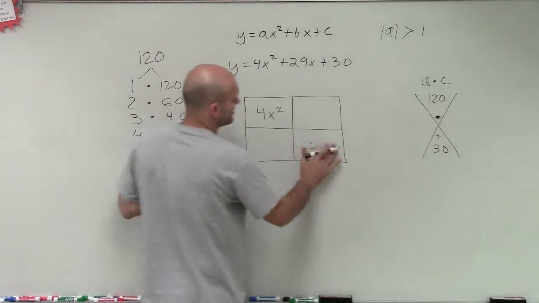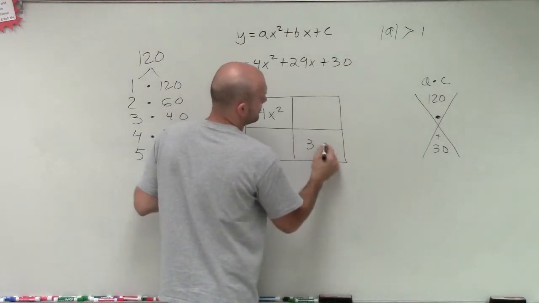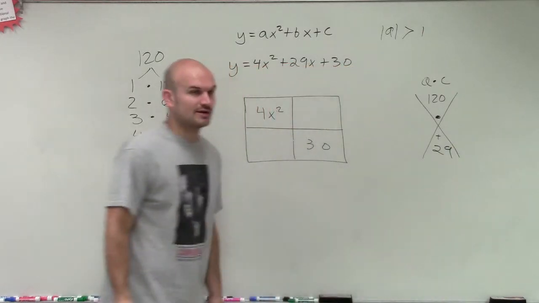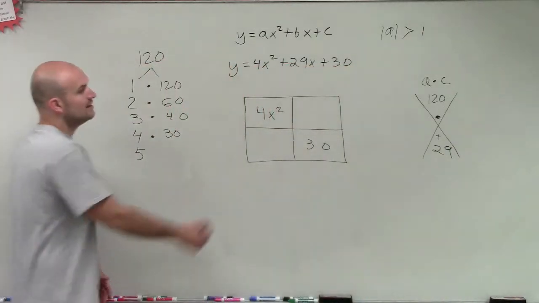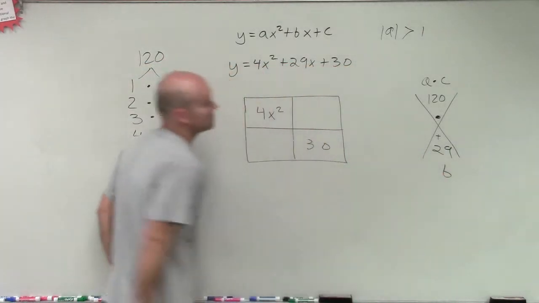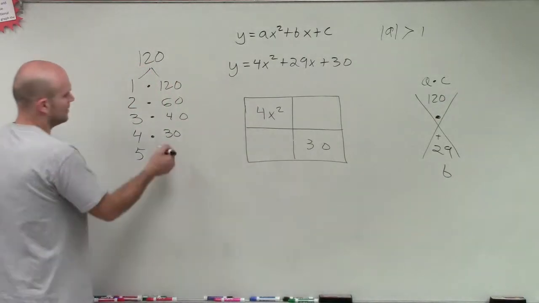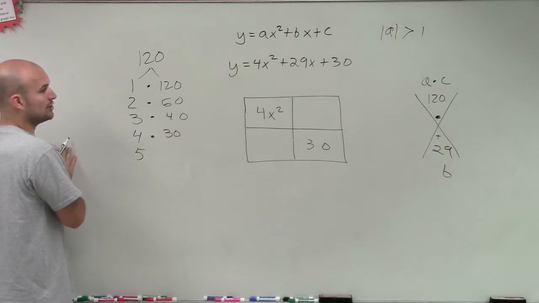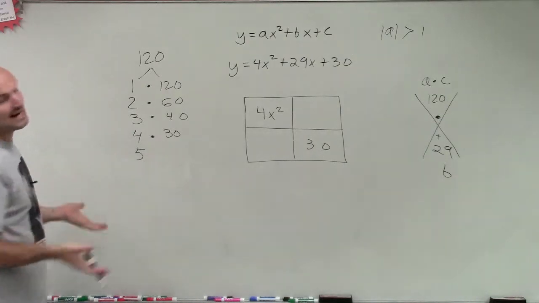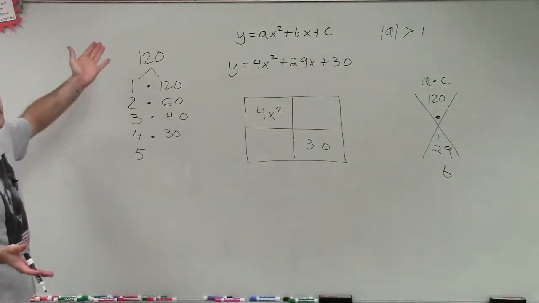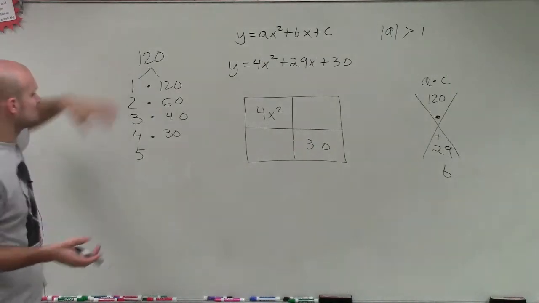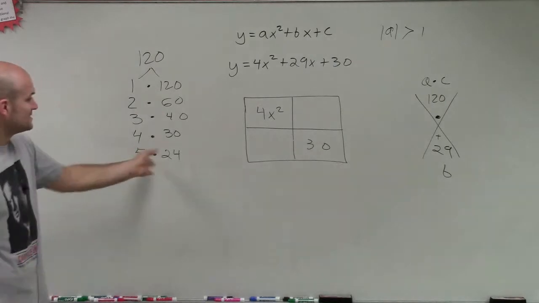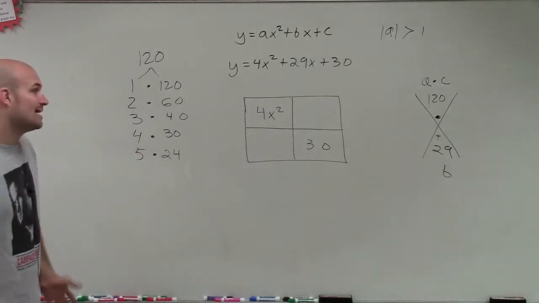Sorry, what am I doing? We need these two numbers to add up to b, not to add up to 30. We need them to add up to 29, because remember, it's a times c on the top and b on the bottom. My apologies. So let's try 5. Well, 5 goes into 120 24 times. So 5 plus 24 is going to equal 29.